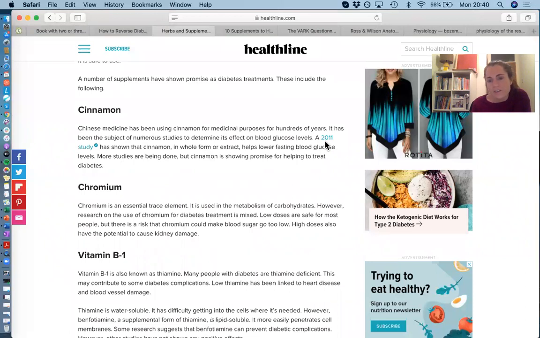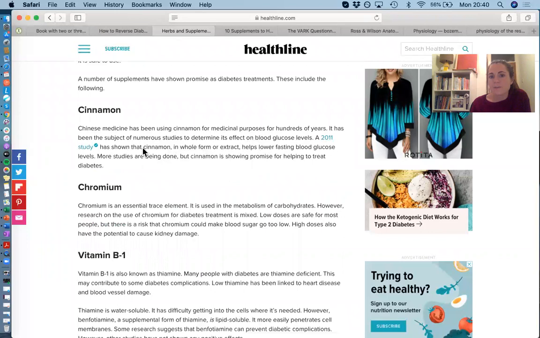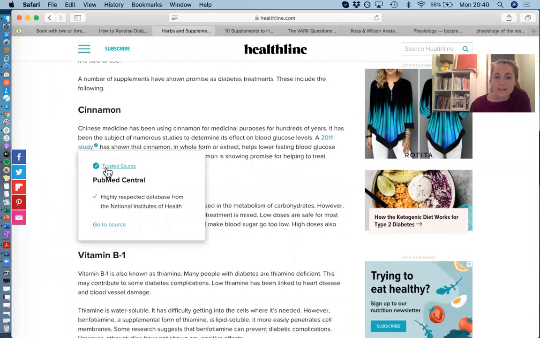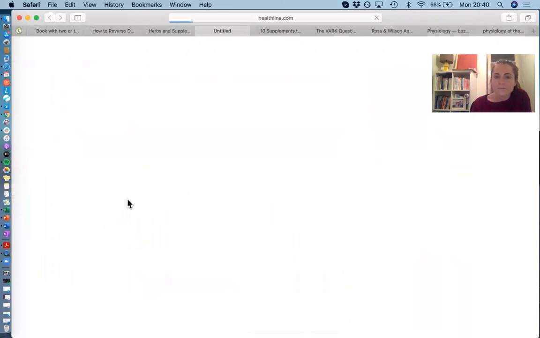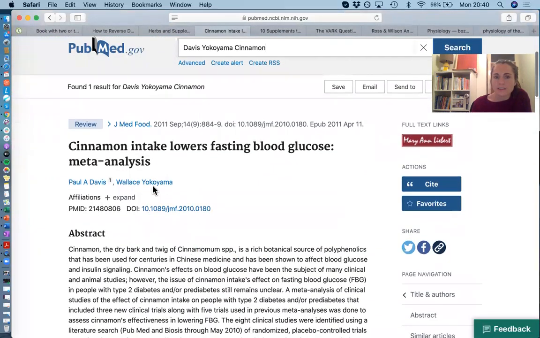Just before I go on, this is an example of where it's been referenced well. They've said this study has shown that cinnamon helps to lower fasting blood glucose, and when you click on it, you can see that this is the study that's been cited. So far, the title matches what they're saying. It is a meta-analysis, which is a type of systematic review, and it's at the top of the hierarchy of evidence.